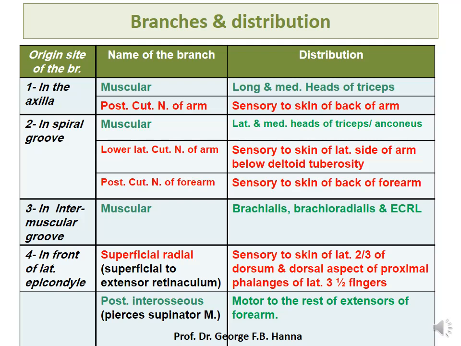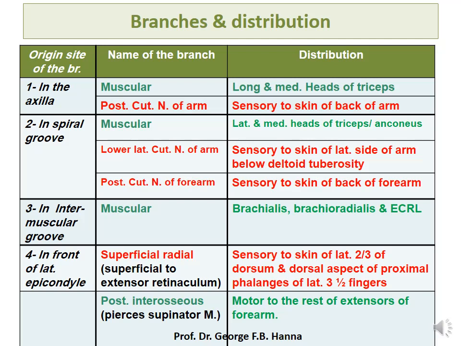Number 2, in the spiral groove, 2 muscular branches to the triceps, lateral and medial heads of the triceps, plus anconeus. 2 sensory branches, lower lateral cutaneous nerve of the arm, sensory to the skin of the lateral side of the arm below deltoid tuberosity, posterior cutaneous nerve of the forearm, of course, sensory to the skin of the back of the forearm. In the intermuscular groove, only muscular branches to brachialis, brachioradialis, extensor carpi radialis longus.